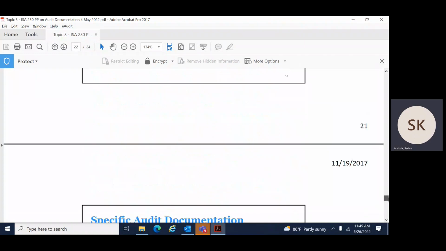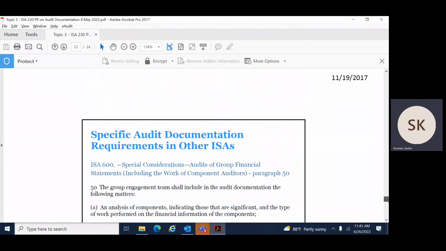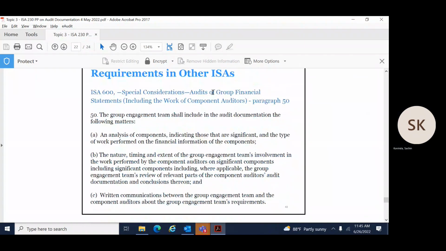ඊට පස්සේ ISA 600, special considerations, audits of group financial statements including the work of component auditors. Paragraph 50. The group engagement team shall include in the audit documentation the following matters. An analysis of components indicating those that are significant and the type of work performed on the financial information of the components, right?